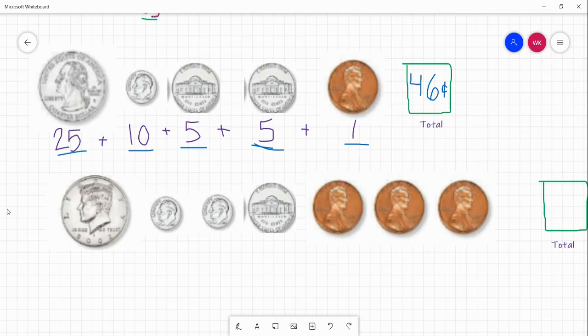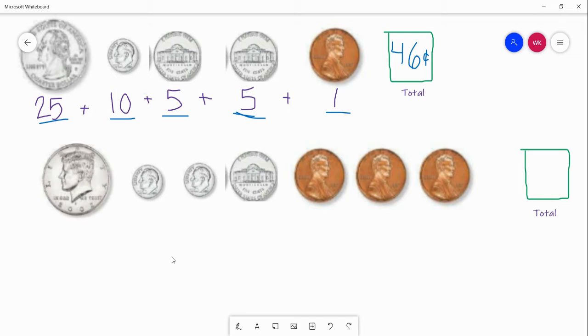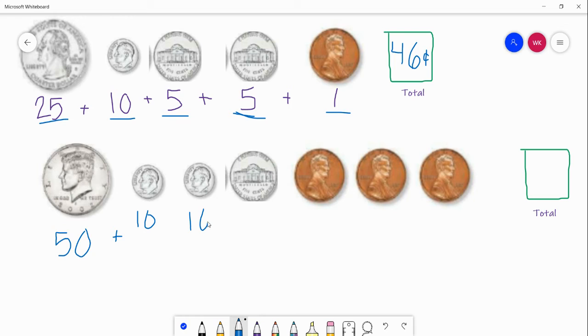I definitely highly recommend working on your cents and just remembering how much they are because that's the trickiest part. I know you guys can add all these together, but remembering how much each of them is worth sometimes gets tricky. So our last problem, this is a half dollar. Our half dollar is worth 50 cents. Then we have a dime, which is 10 cents. And then we have another dime, which is 10 cents. And then we have a nickel, which is 5 cents. And then a penny, a penny, a penny. And the pennies are all worth 1 cent.